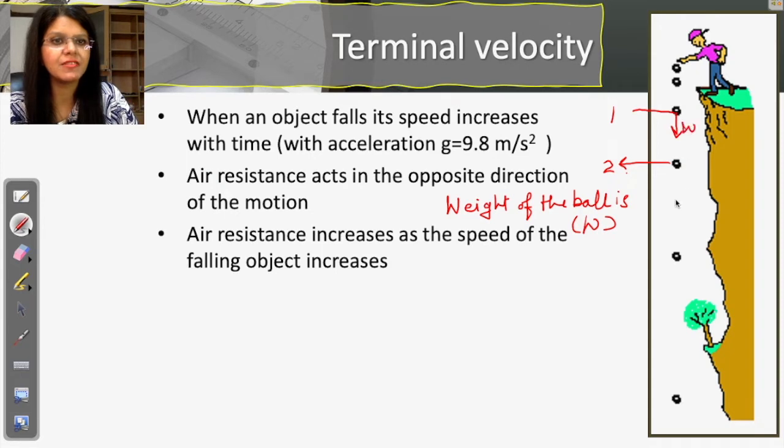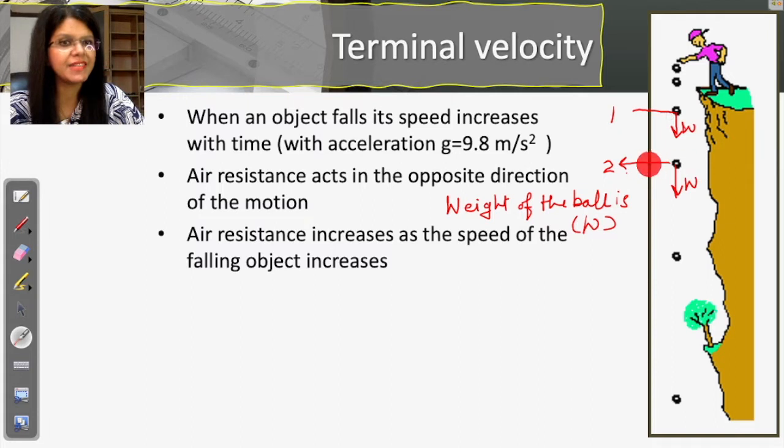Weight is acting downwards in both the cases. Weight is acting downwards. Weight will always act down. Remember, these are not two separate balls. It's the same ball, but two different locations of the ball when it is at point 1 and when it is at point 2. Where is the speed higher? Where is the speed of the ball higher?